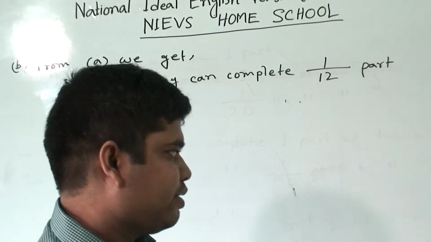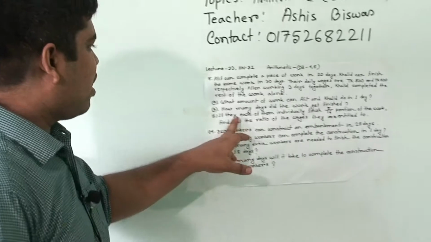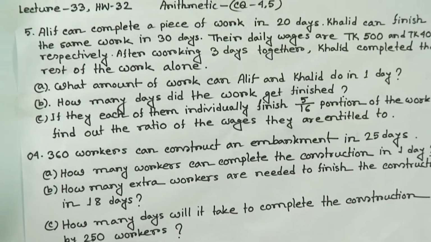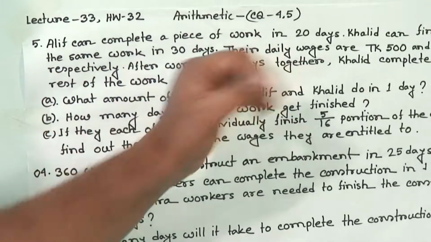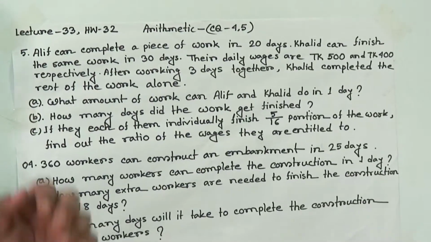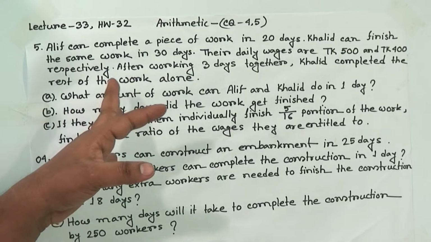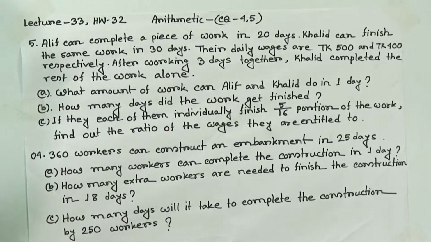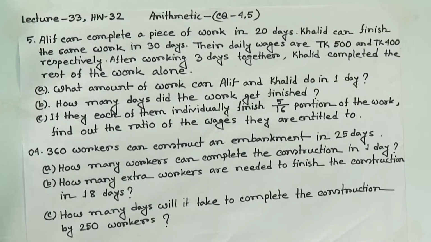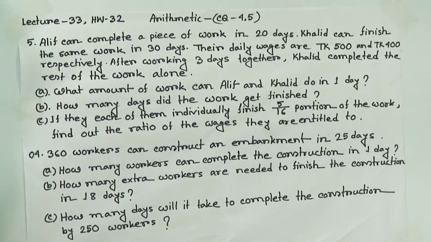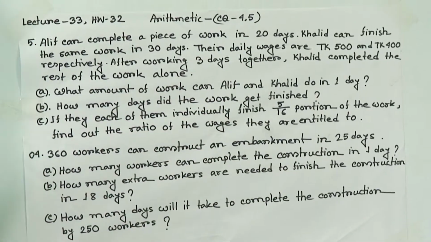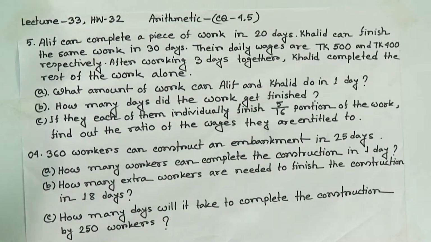Dear students, notice how many days did the work get finished. That means Alif and Khalid can do the works together in 3 days. After that Alif left the place and the rest amount of work is done by Khalid alone. Okay, so in 3 days how many parts will be done? So at first we find out.